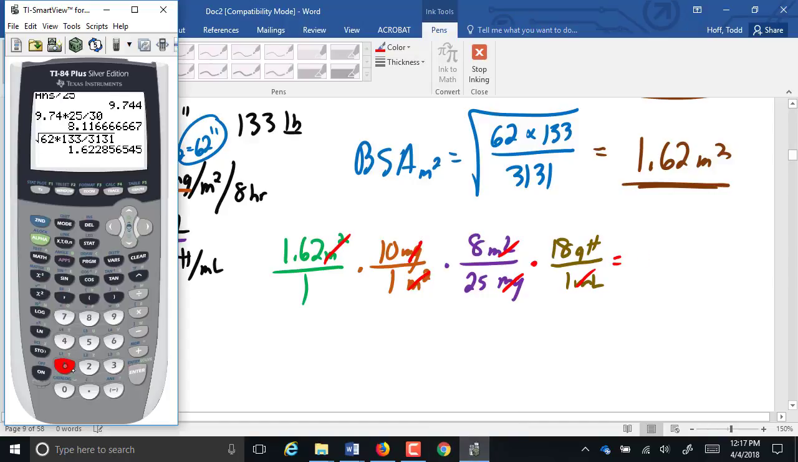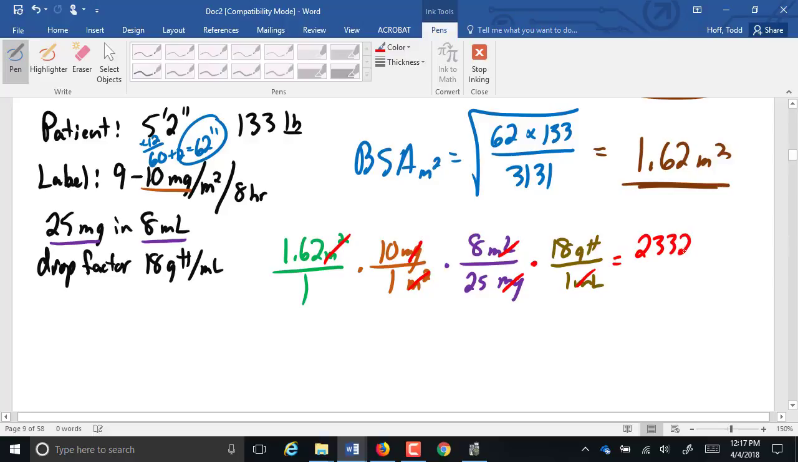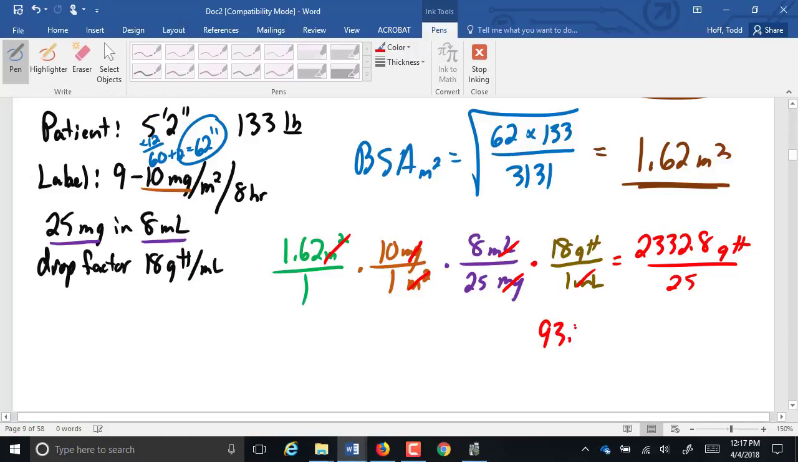So 1.62 times 10 is 16.2. Times 8 is 129.6. Times 18 gives us 2,332.8. That is drops. Over, on bottom, we just have 25. So we're going to have to divide out the 25, giving us 93.31. Now that is drops. That is over an 8-hour period.